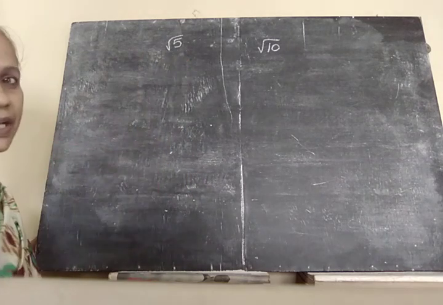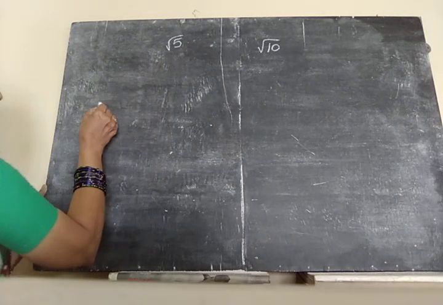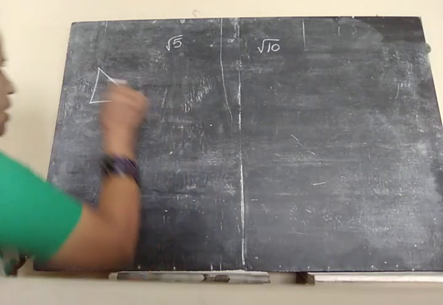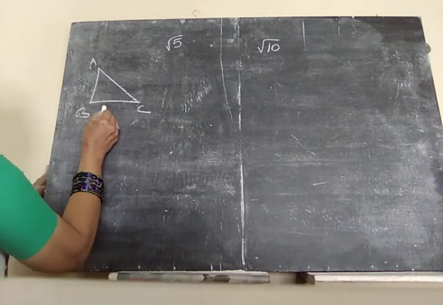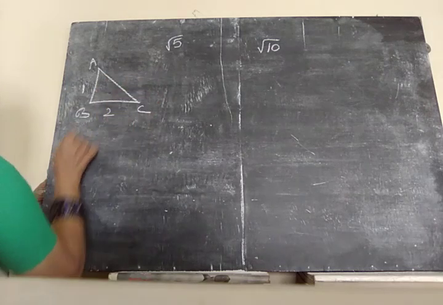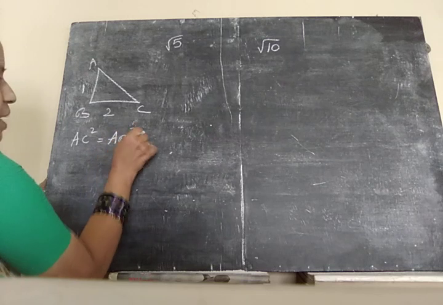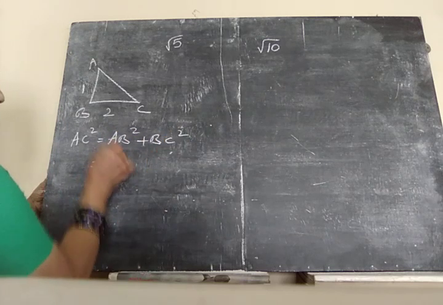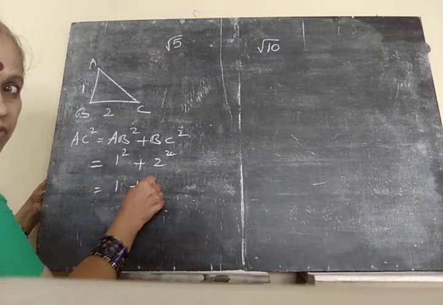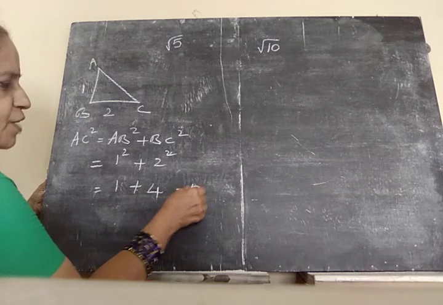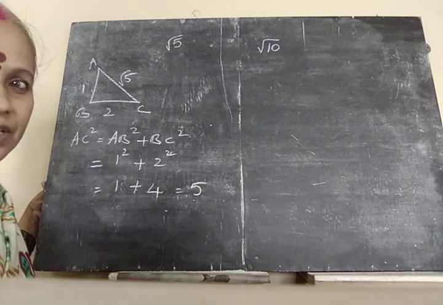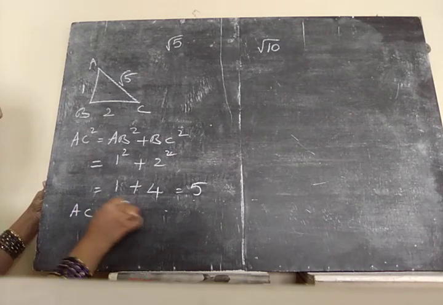Root 5 on the number line. So how to represent root 5 on the number line? See, as usual, Pythagoras theorem only. Here A, B, C. Suppose you take here 2 units and this is 1 unit, what about AC square? AC square is equal to AB square plus BC square. Now AB square means 1 square plus BC square is 2 square. 1 plus 4, 5. So AC is equal to square root of 5.